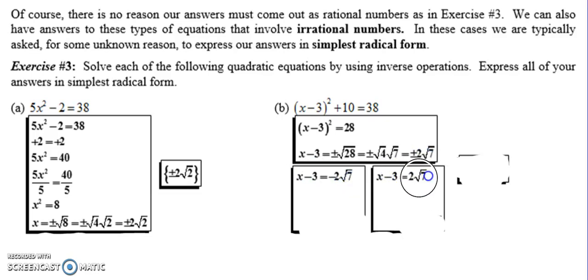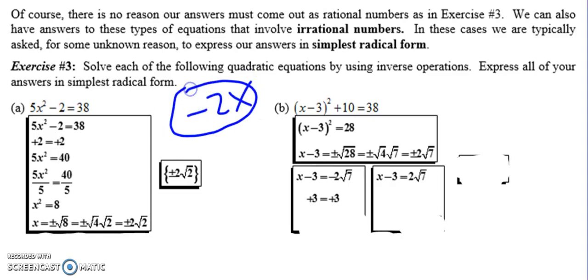X minus 3 equals the positive form. And now I'm going to add 3 to both sides. Now look, these are unlike terms. Imagine this is more like negative 2x. So I want you to think of this as kind of that.